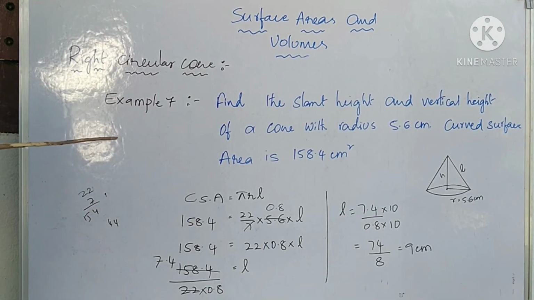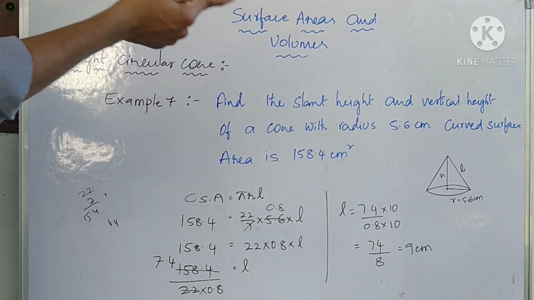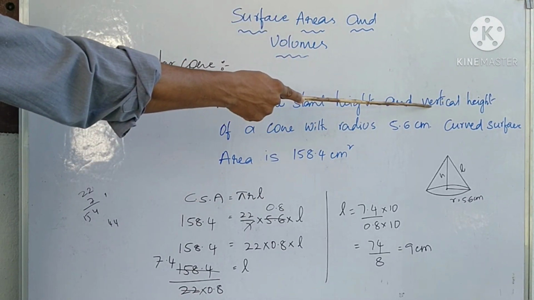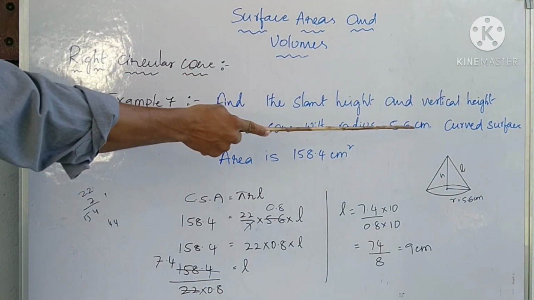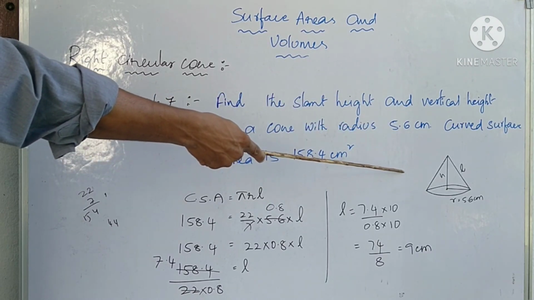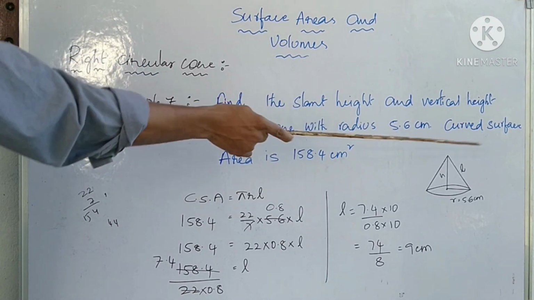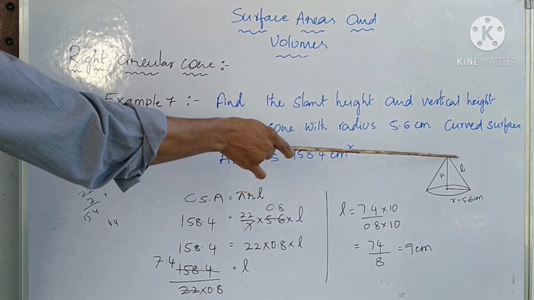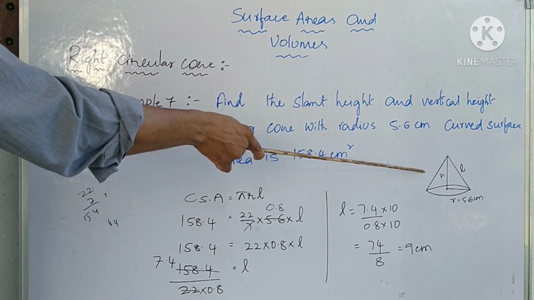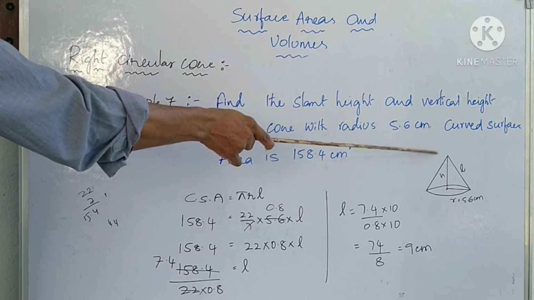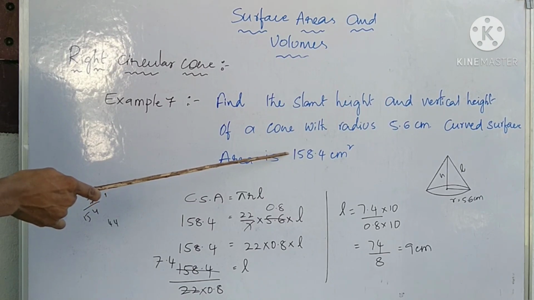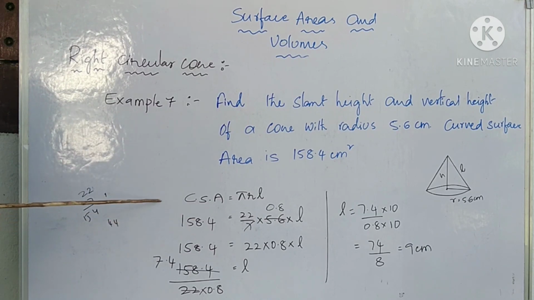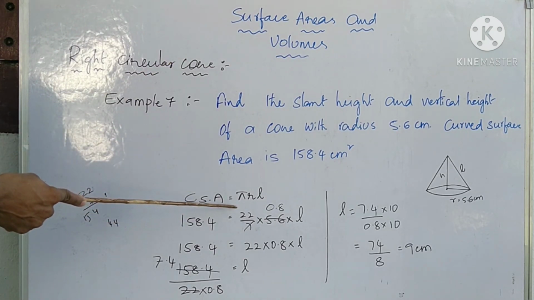This is our example 7. The question is to find the slant height L and vertical height h of a cone with radius 5.6 centimeters. The curved surface area is 158.4 centimeters square. In a right circular cone, the curved surface area formula is pi r L.